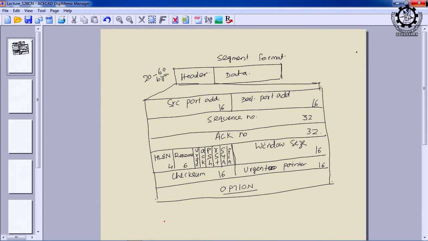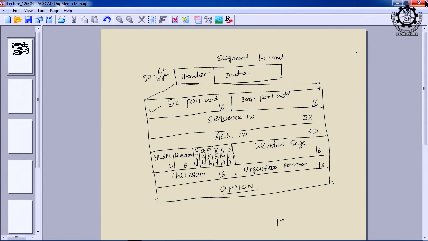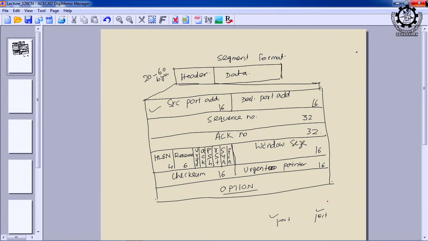So, now coming to the first field, the source port address. Because this is a TCP communication, we know that the communication is port to port communication. Earlier, if you remember, the communication was host to host. So, the basic address used was the IP address, destination IP, source IP. But now when it comes to port to port communication, the source port and the destination port have to be mentioned here.